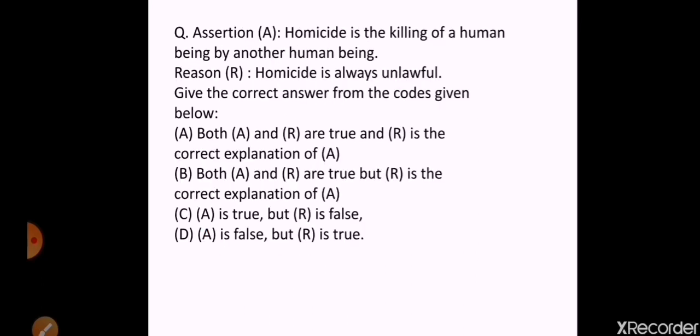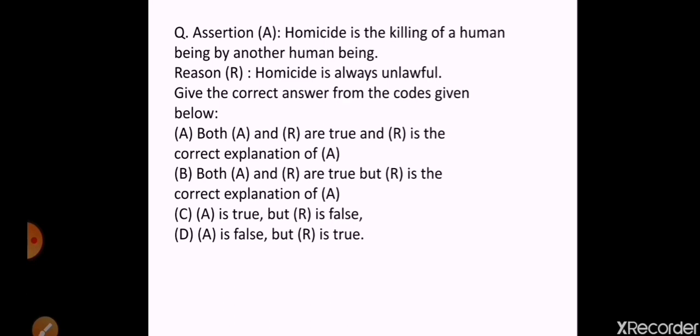The next question is about assertion and reason. So A, which says that homicide is the killing of a human being by another human being. Reason: homicide is always unlawful. So give the correct answer from the codes given below. Option A, both A and R are true, and R is the correct explanation of A. B, both A and R are true, but R is not the correct explanation of A. C says A is true but R is false. D says A is false but R is true.